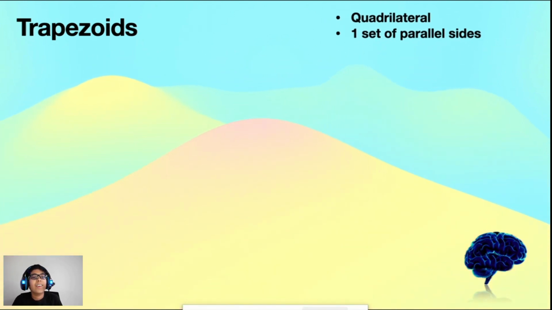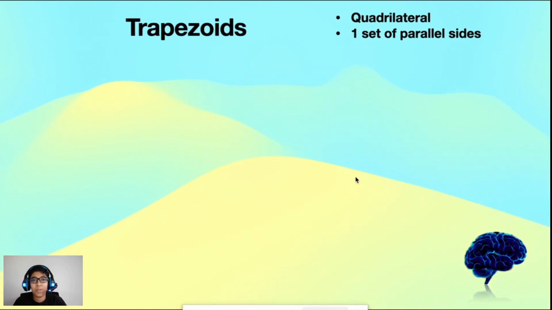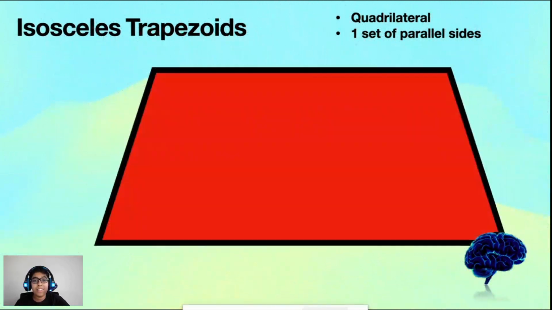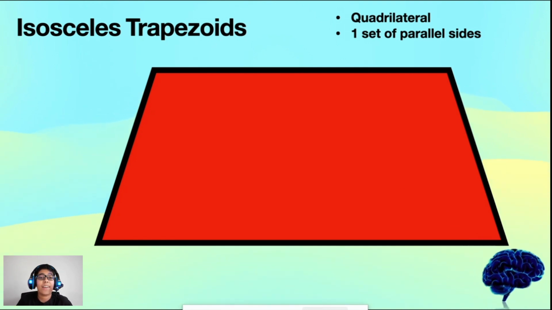A couple, actually. First, we'll look at isosceles trapezoids. This is an isosceles trapezoid. It's the first trapezoid that we looked at, the classic trapezoid. Okay, why is it called an isosceles trapezoid? Because the two legs, the sides that aren't the parallel sides, are congruent to each other. Like an isosceles triangle, the two legs are congruent.